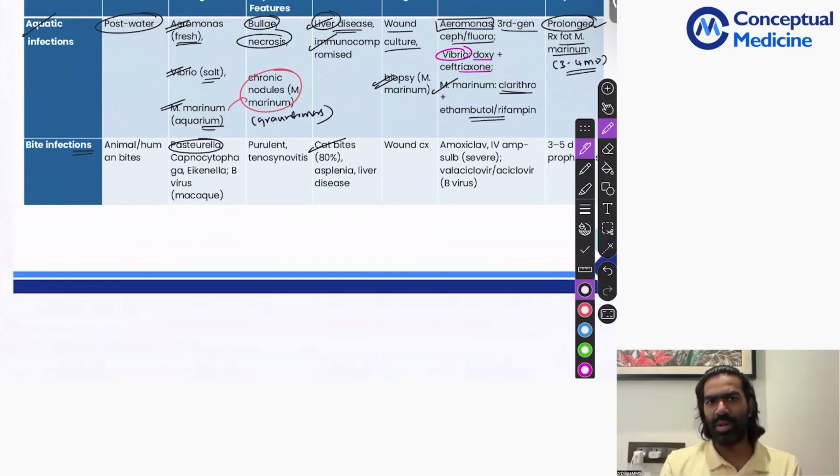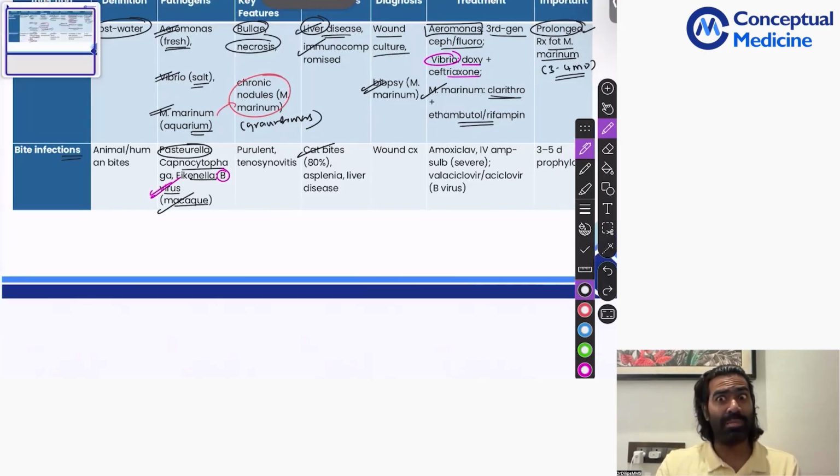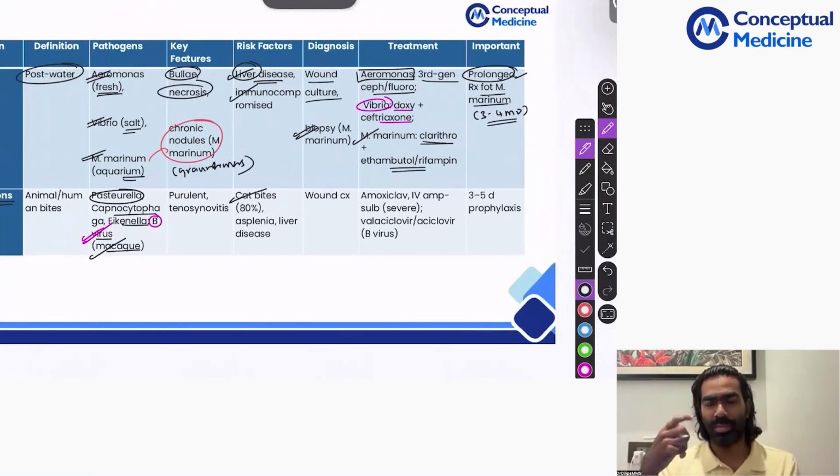So we have to give antibiotics for sure. Or it could be something called Capnocytophaga, or Eikenella, or especially if the patient has exposure to macaque monkeys. In monkey bites, there is a risk of exposure to herpes virus also. That's why in macaque monkey bites or any monkey bites, you have to give acyclovir as prophylaxis. Only for macaque monkeys, because there is a risk of herpes B virus transmission.